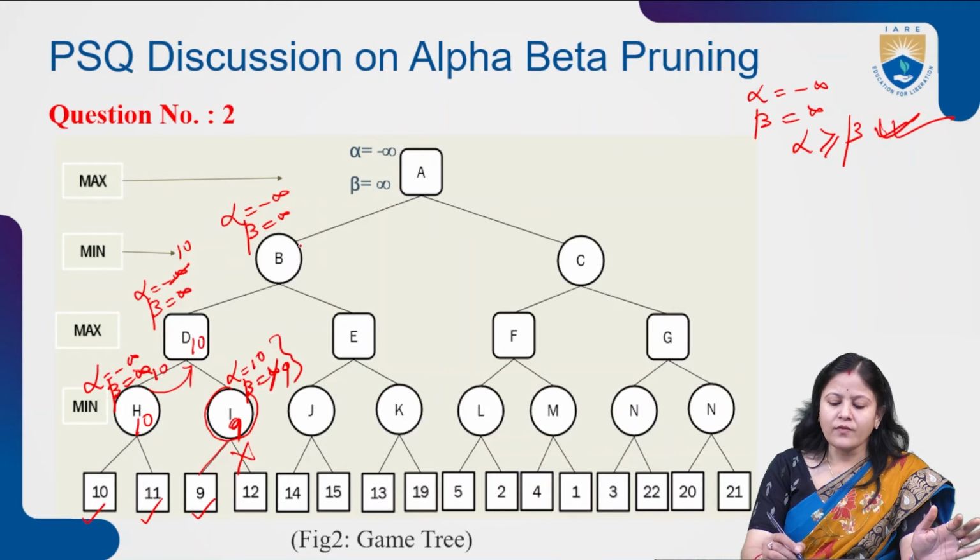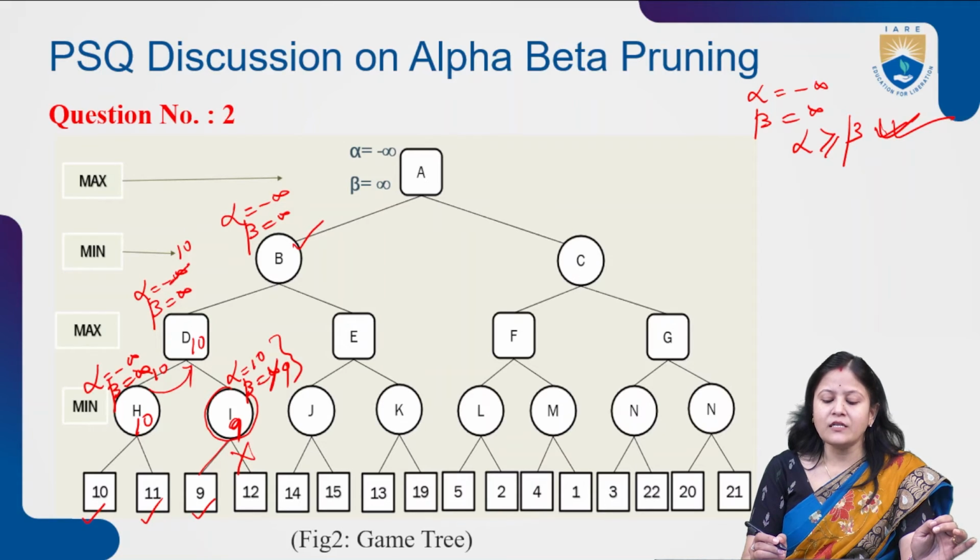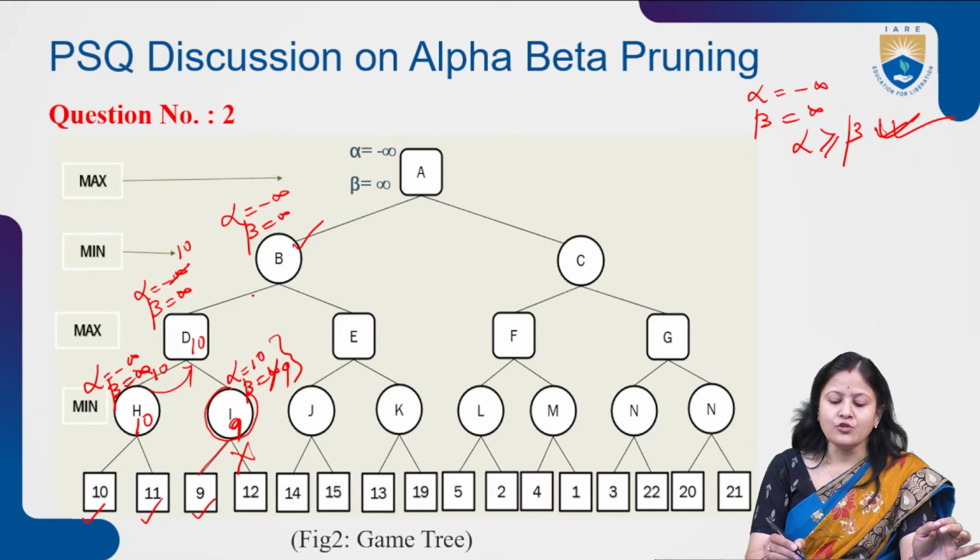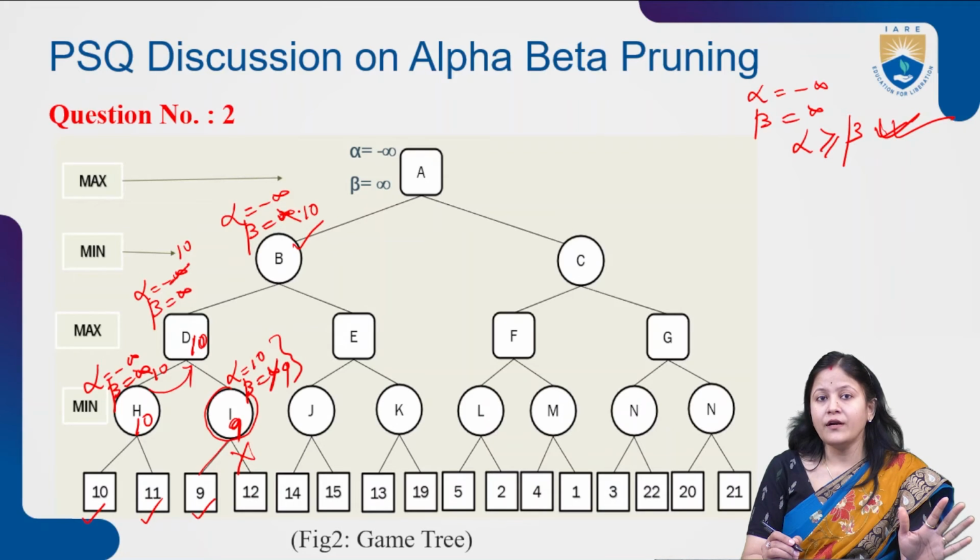Now come to the node B. So at the node B, which value will be replaced? Because node B is a min player, the beta value will be replaced by comparing with the node value of D. So here infinity gets compared with this 10. Which one is minimum? 10 is minimum, so you replace it with 10. Now we got it is 10.